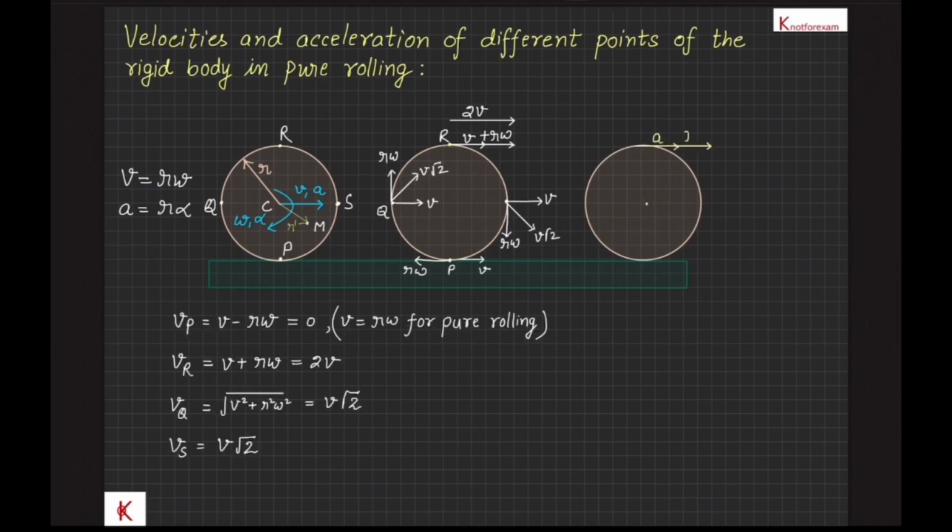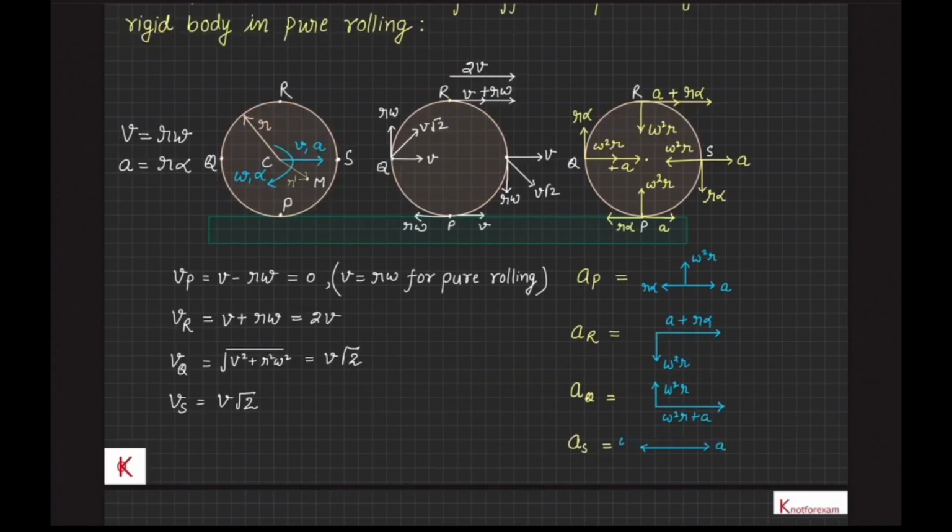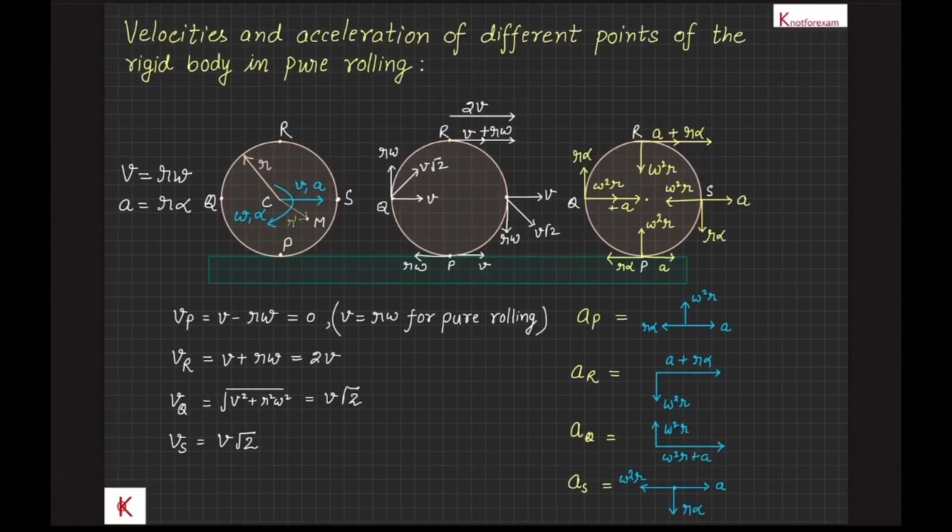Also, acceleration of any point is equal to acceleration of center of mass plus acceleration with respect to center of mass, and by using vector addition we can easily find the acceleration of any point. Since acceleration of center of mass is a, and with respect to center of mass acceleration has two components, one is tangential acceleration, that is r alpha, and other is centripetal acceleration, that is omega square r. Now by using vector addition we can find acceleration of point P, point Q, point R or point S or any other general point on the rigid body.